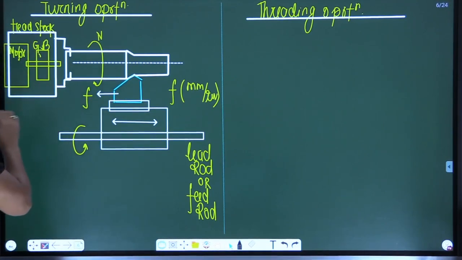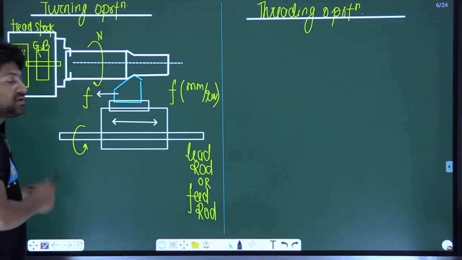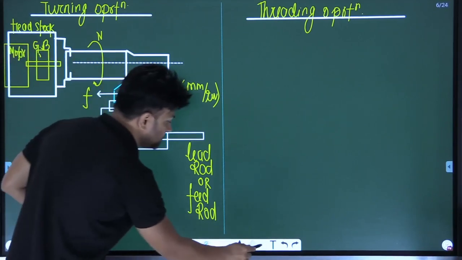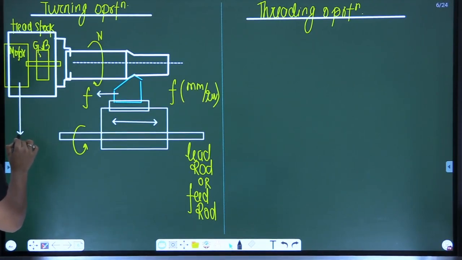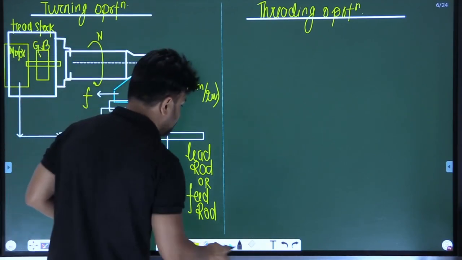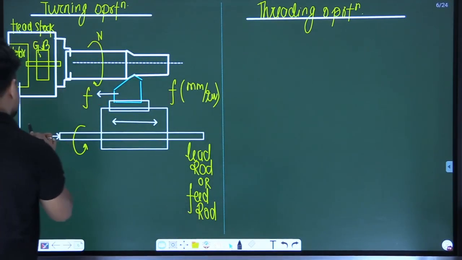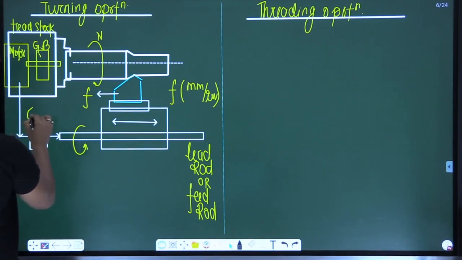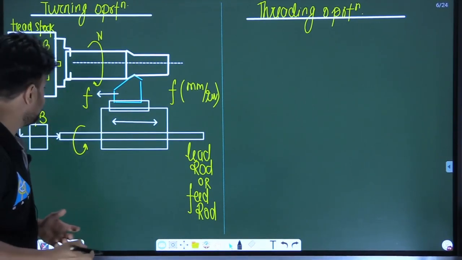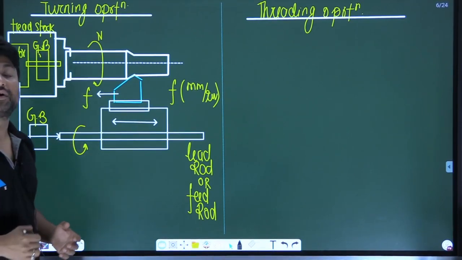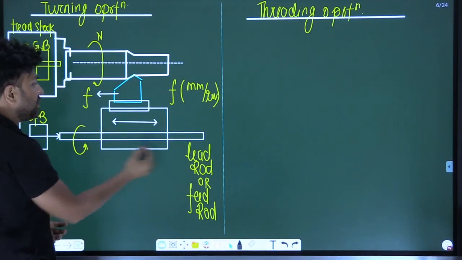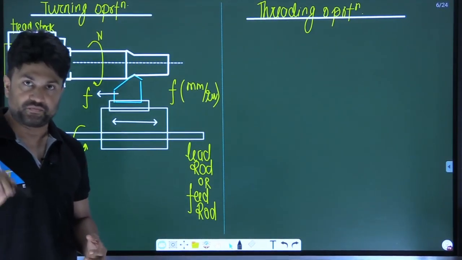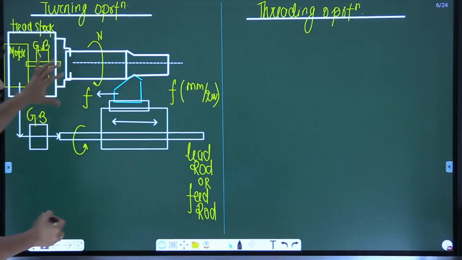Now, here the question is, sir, how will the lead rod rotate? My dear student, basically we transmit the power with the help of the motor to the lead rod. And here also there will be a gearbox. With the help of that, we can manage the RPM of the lead rod. Because according to the revolution of the lead rod or feed rod, the linear motion of the carriage will adjust. So this is all over the thing.